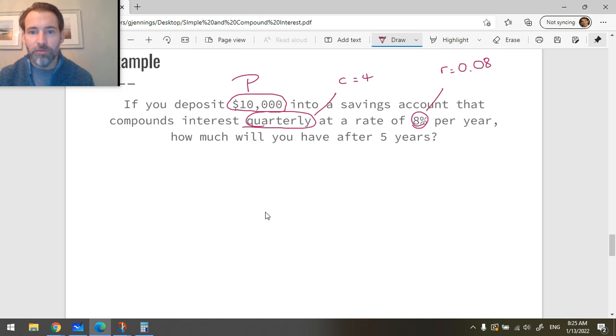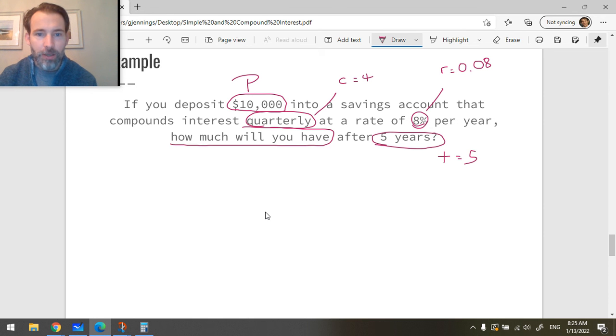How much will we have after 5 years? So time is equal to 5. Okay, so now we've got all of our data out of the question, all of the things that we want. Now let's take a look. We're looking for how much, okay? How much will you have? So we are being asked to solve for amount. That's very important to know. Like, what are we looking for? We're looking for how much we're going to have. So let's write down our formula.